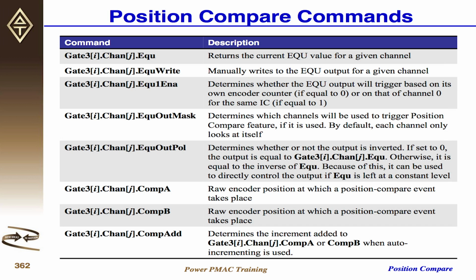And then you have CompAdd if you want to set up a repeating pulse, so on for 20 counts and then off for 1 inch of axis travel, and then on again. So you just want to take quick samples at a larger interval. You can set up CompAdd and it'll automatically increment your CompA and CompB registers as appropriate.